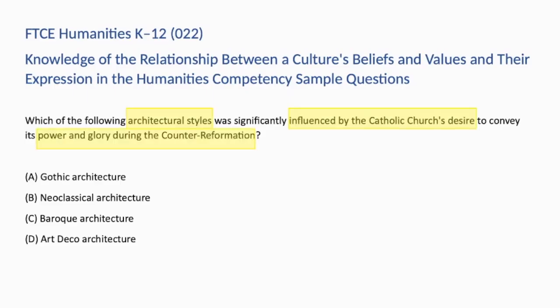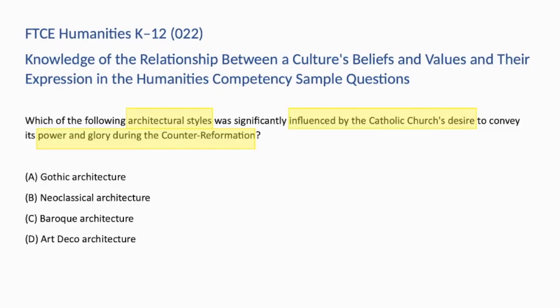A. Gothic architecture was also used by the Catholic Church. The height and light was meant to convey a heavenly setting on earth. However, Gothic architecture was featured by the Church from the 12th to 16th century, before the Counter-Reformation began in 1545. B. Neoclassical or classical revival architecture began in the 18th century and is not a style associated with the Church, but instead with governments and institutions.